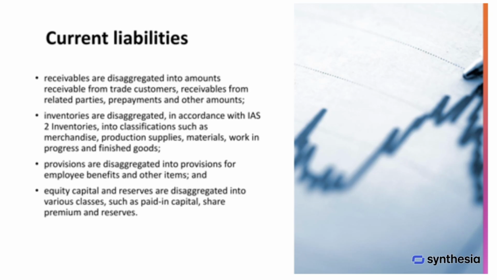Receivables are separated into amounts due from trade customers, receivables from related parties, prepayments, and other amounts. Inventories are categorized under classifications such as merchandise, production supplies, materials, work in progress, and finished goods, as outlined in IAS 2. Provisions are split between provisions for employee benefits and other items, and equity capital and reserves are broken down into categories like paid-in capital, share premium, and reserves.